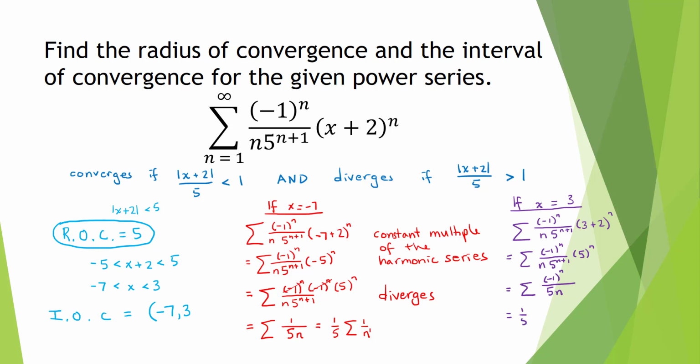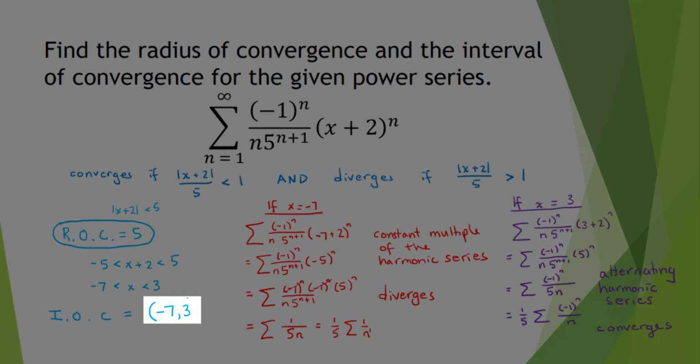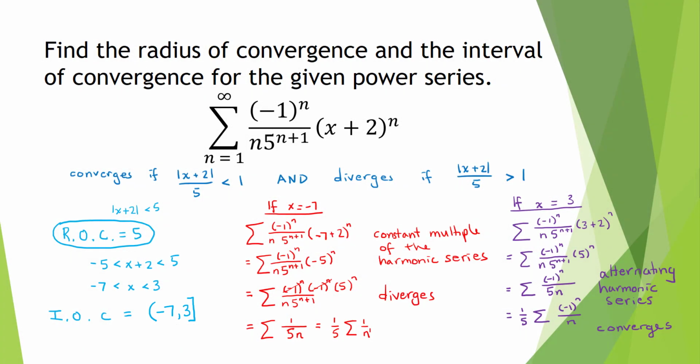Again, pulling out the 1/5, we have 1/5 times the sum of negative 1 to the n divided by n, which we recognize as the alternating harmonic series. We know that this converges. The way that we show this is using the alternating series test. Because our series converges when x equals 3, we do include the number 3 in our interval of convergence. And so our interval of convergence is the interval from negative 7 to 3, not including negative 7 and including 3.